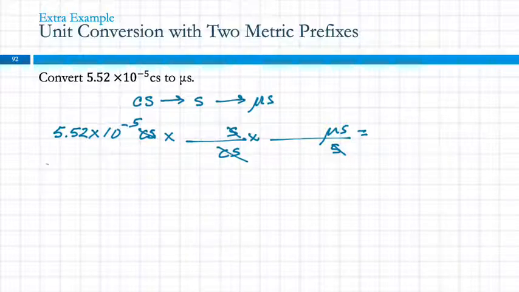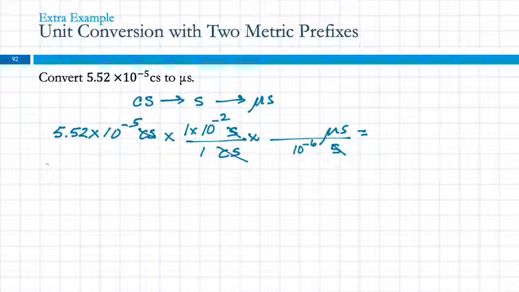Get all the units in place. Here I've got centi in the denominator and nothing in the numerator. Well, what does centi mean? 10 to the negative 2. I'm going to write the multiplier, the 10 to the something, instead of the letter. 1 times 10 to the minus 2 seconds is the same as 1 centisecond.